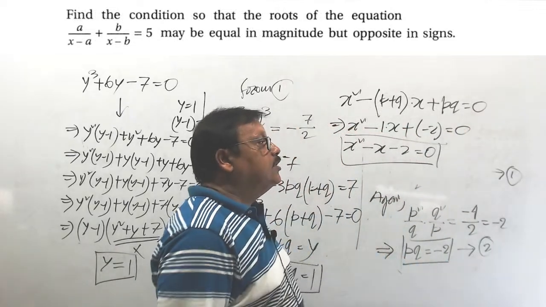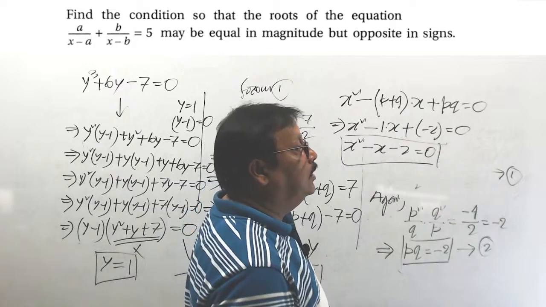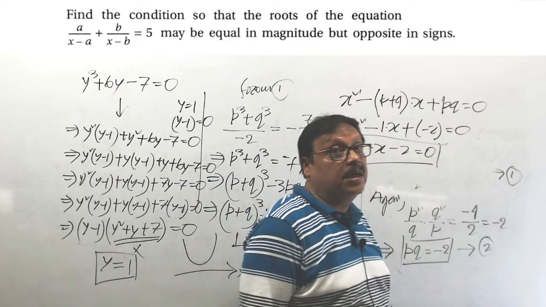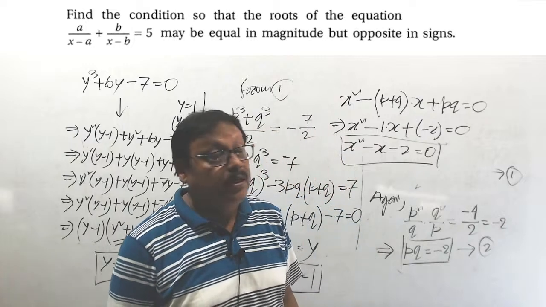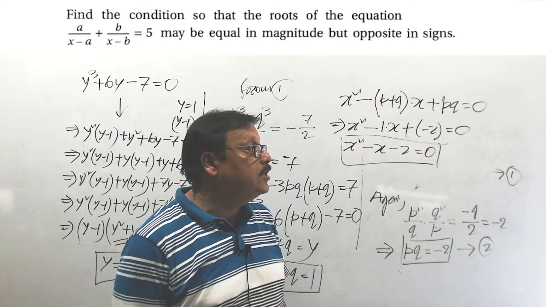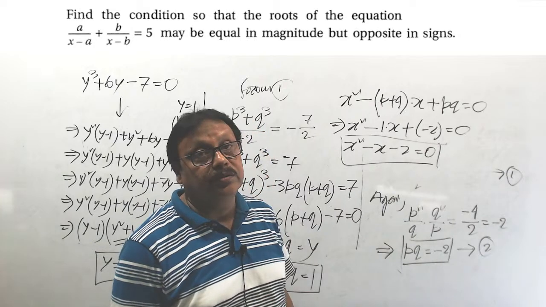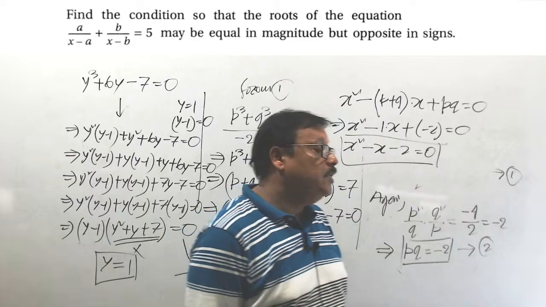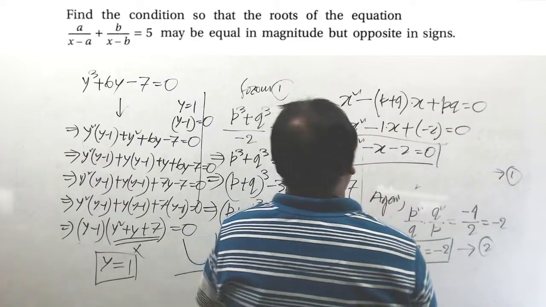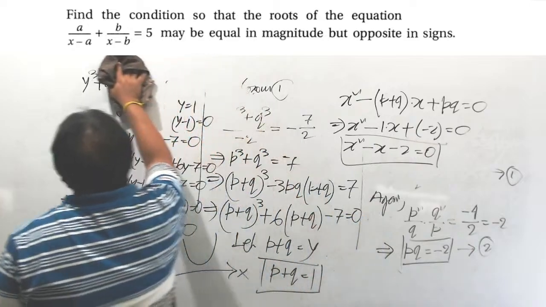Find the condition so that the roots of this equation may be equal in magnitude but opposite in sign. You have to find the condition so that the roots of the equation may be equal in magnitude but opposite in sign. How will you find? Okay, let us try.